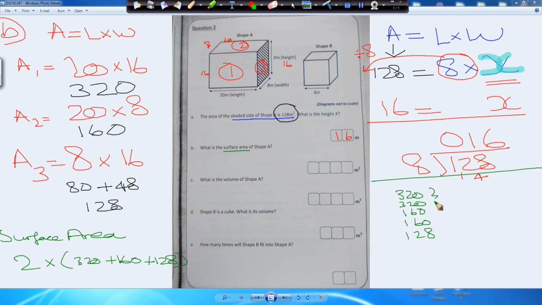Okay, so the 2 320s will give us 640. The 2 160s will give us 320. And the 2 128s will give us 256. Lovely. Now we can add these up. So 4 add 2 is 6. 6 add 5 is 11. Good. 6 add 3 is 9, add 1 is 10, add the 2 is 12.